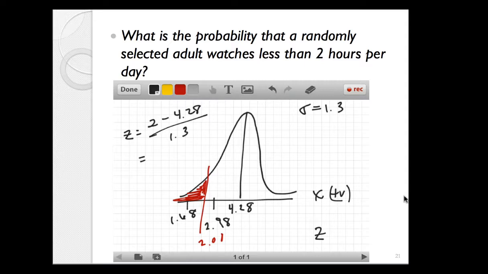And that's going to be negative 1.75. You go to the Z table, you look up a Z-score of negative 1.75, and you'll get an area to the left of 0.0401. And that's exactly the answer to this. About 4% of people are watching less than 2 hours of TV per day.